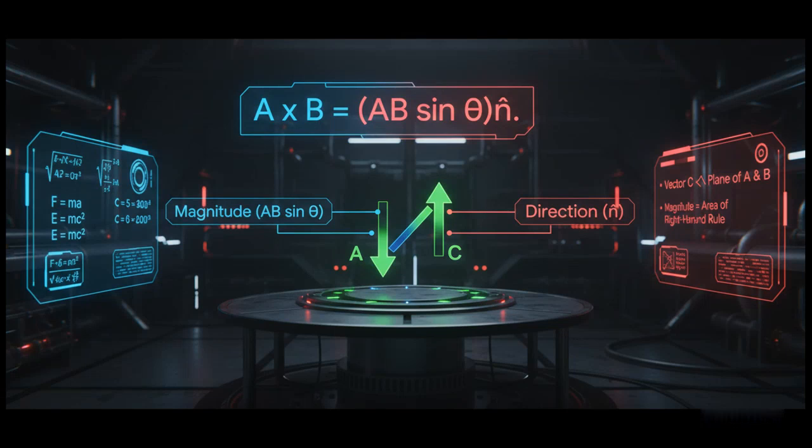And here it is, the mathematical heart of the whole thing. This formula, A cross B, it really has two parts. The first bit, AB sine theta, tells us the length, the magnitude of our new vector. And the second part, that little n hat symbol, is what we call a unit vector. Its only job is to point us in the right direction. We're going to unpack both of these pieces right now.